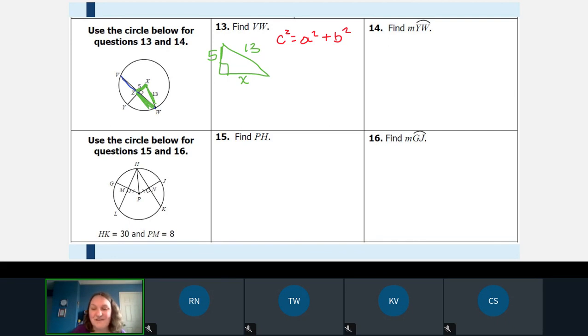All right. So C, of course, is always the hypotenuse. So that's 13. A and B, the legs. And so now we just play Pythagorean theorem, right? Algebra. 13 squared.